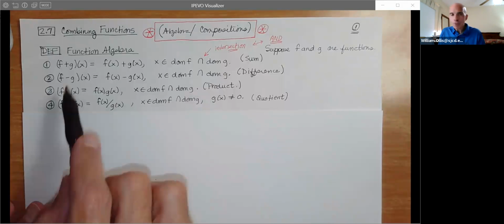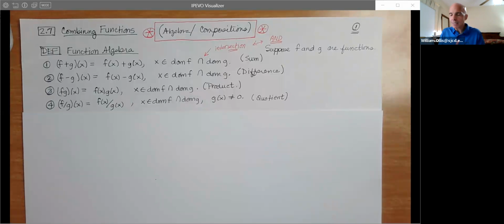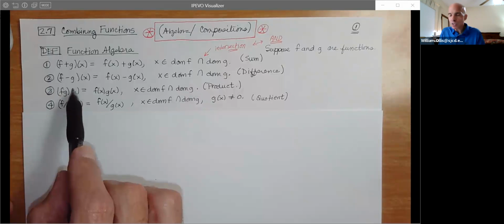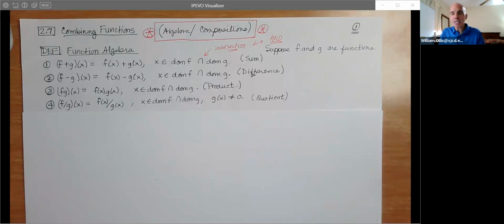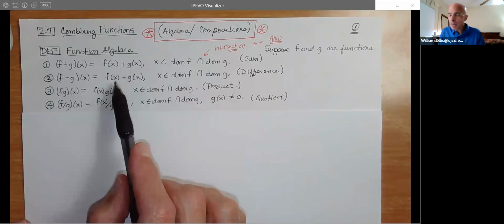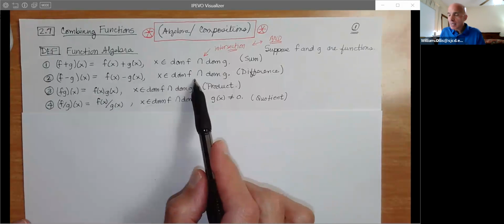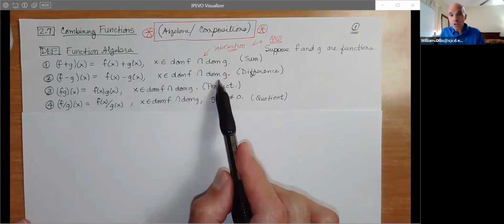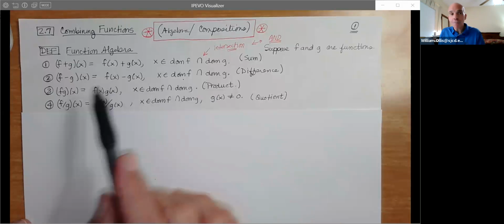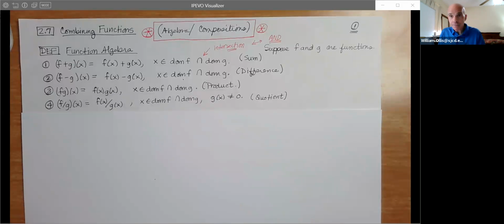Now, the other three are very straightforward. Again, when you take the difference of two functions, you call it f minus g of x. How do you define it? Well, you define it just like you do the sum. You say for each x in the domain of f and the domain of g, we define the difference to be f of x minus g of x.